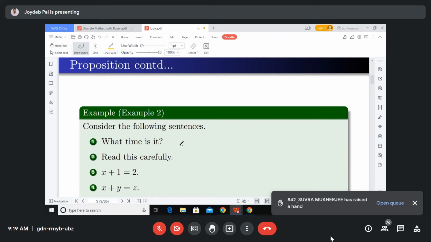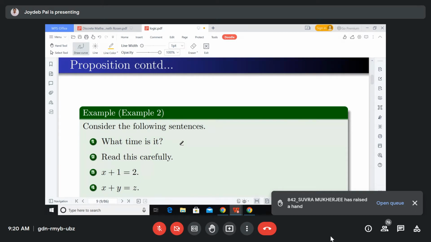Next, three. No, sir, it's not. What is the reason? It may or may not be true. Neither true nor false. It means it is declarative: something plus something is equal to something. But here we cannot determine whether it is true or false. So we can say it is neither true nor false. So it is not a proposition.